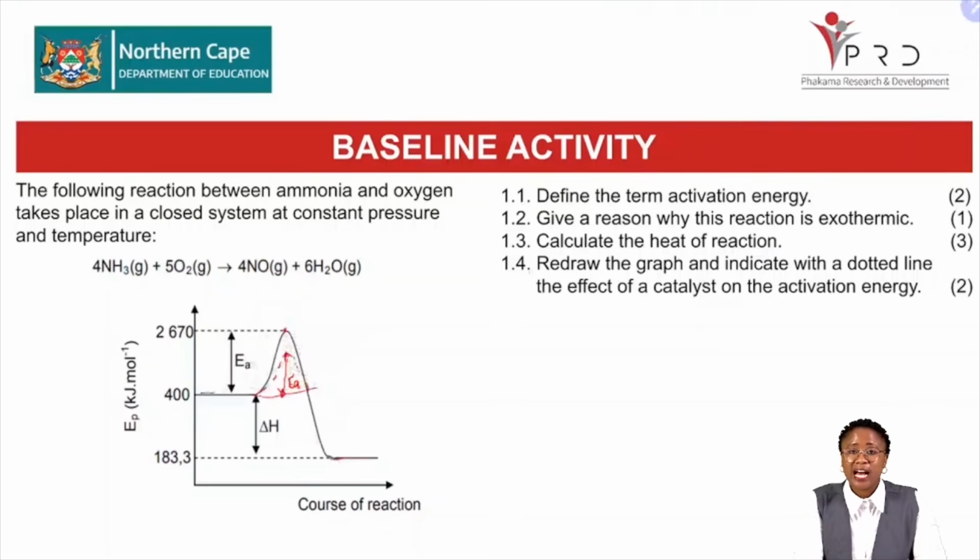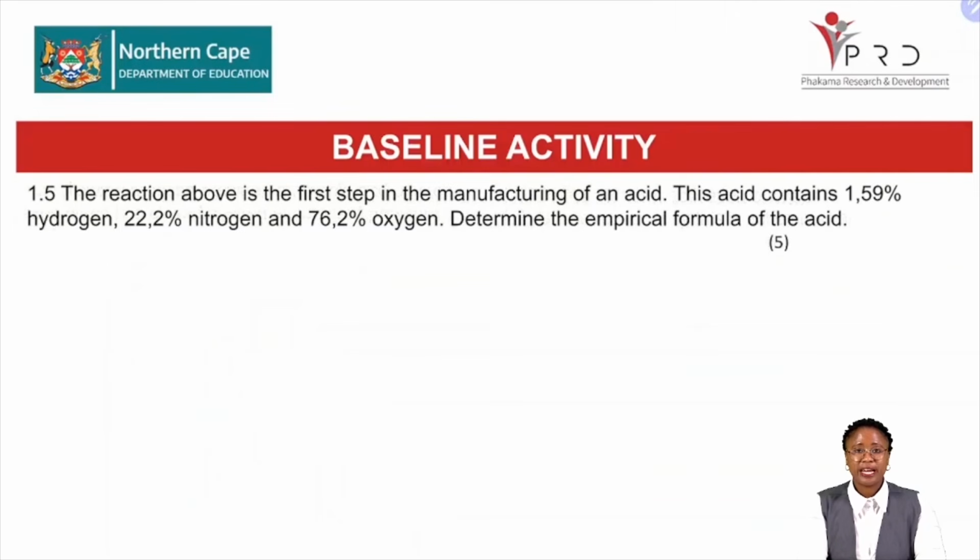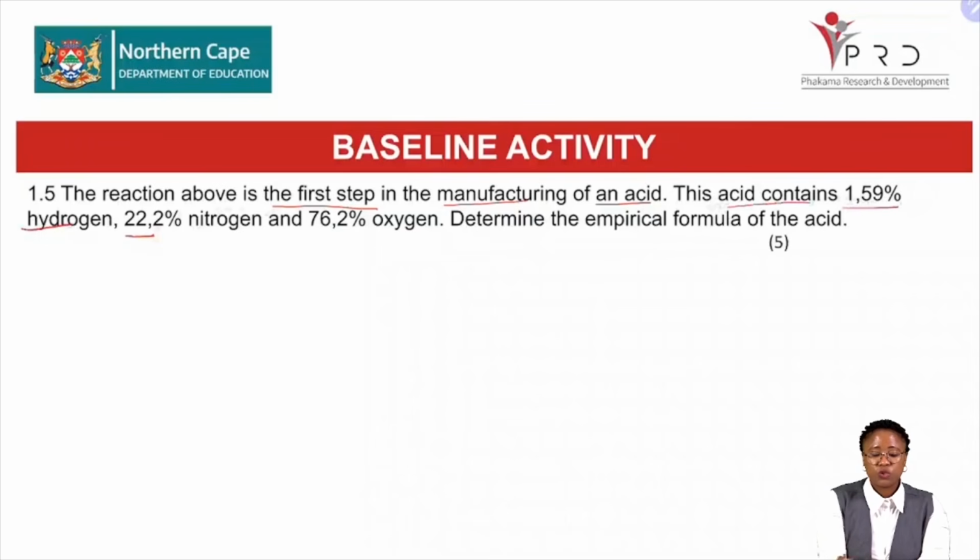All right, I hope we are still understanding and remembering all of this that we have learned in grade 11. Let's quickly move on to the next question. The next question says, the reaction above is the first step in the manufacturing of an acid. Which reaction? The reaction that we saw earlier. This acid consists of 1.59% of hydrogen, 22.2% of nitrogen, and 76.2% of oxygen. Determine the empirical formula of the acid.